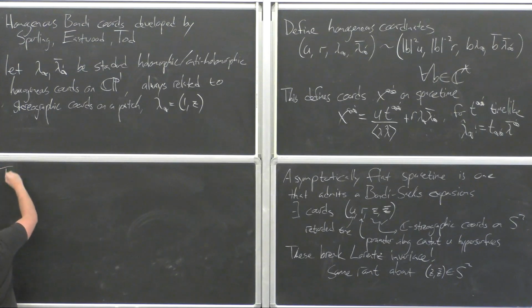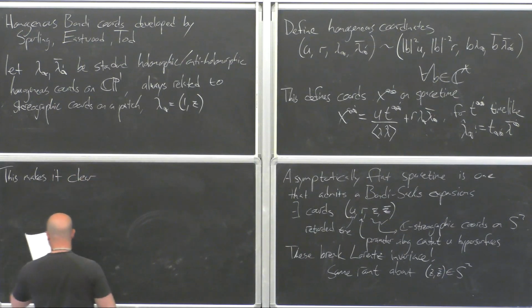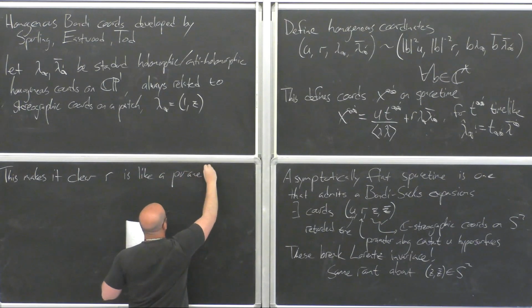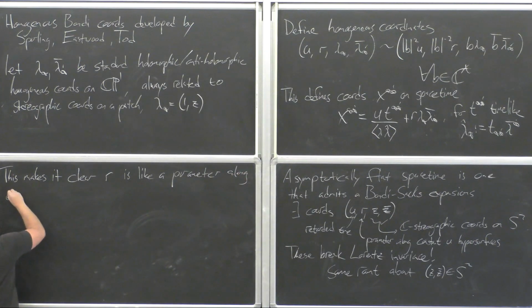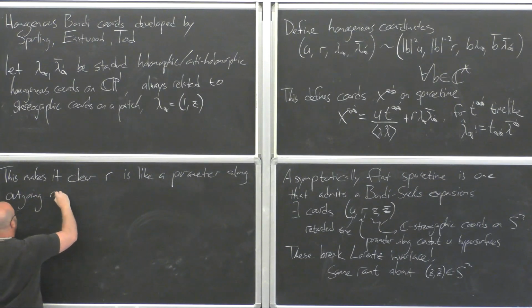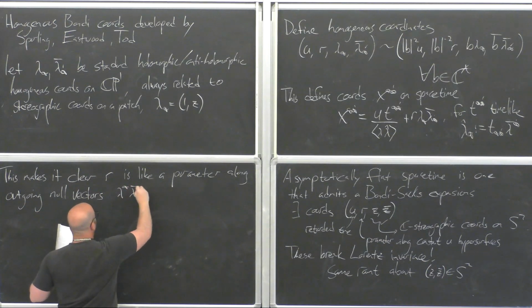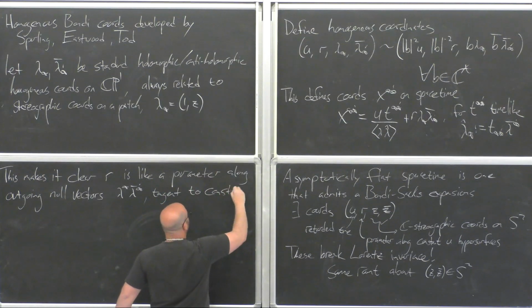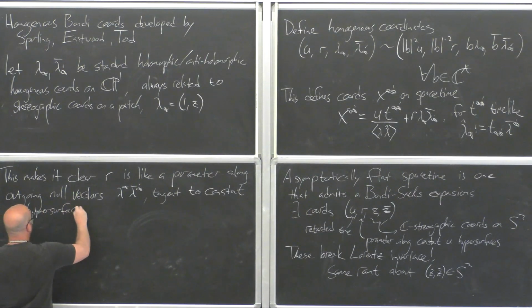So first, let me just say that this makes it clear that R is like a parameter along outgoing null vectors lambda bar alpha dot, tangent to constant U hypersurfaces. So that's exactly what we want for our Bondi coordinate system.